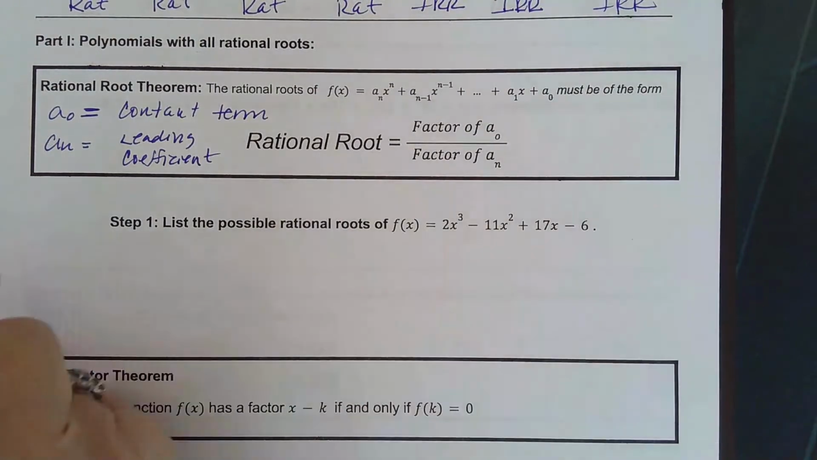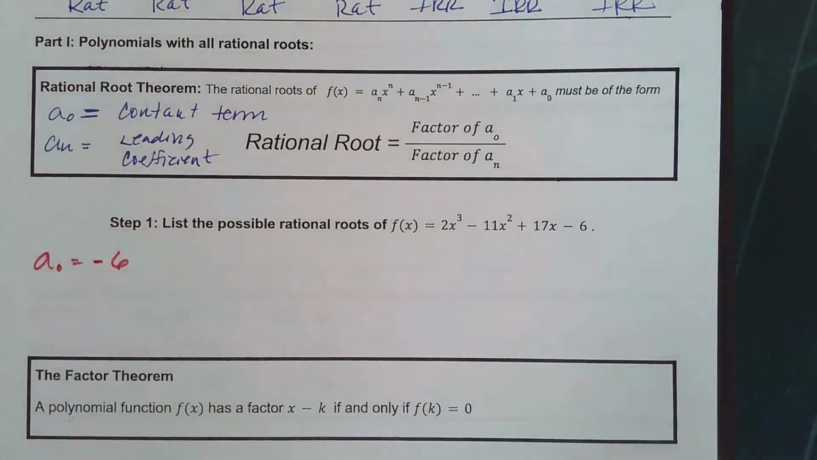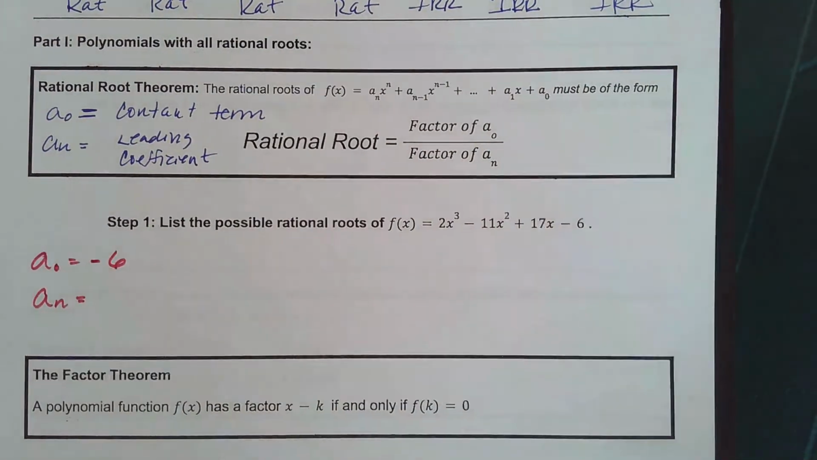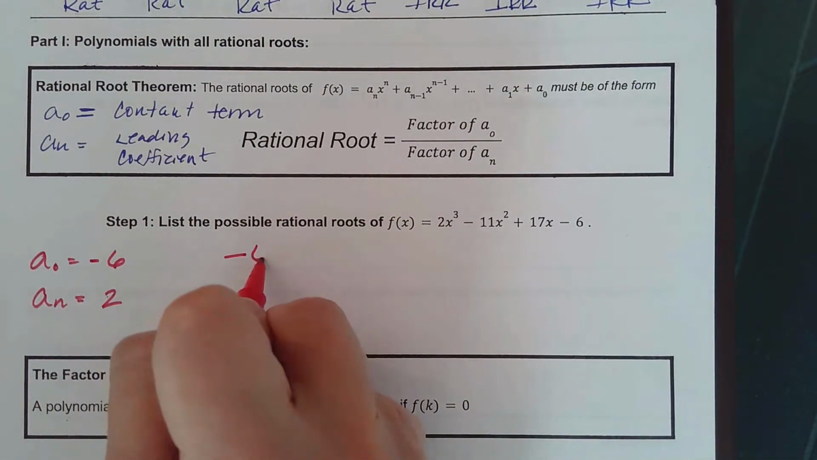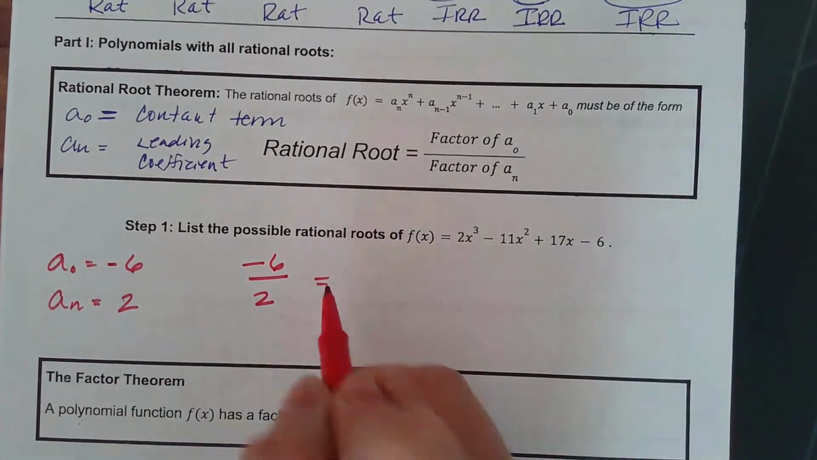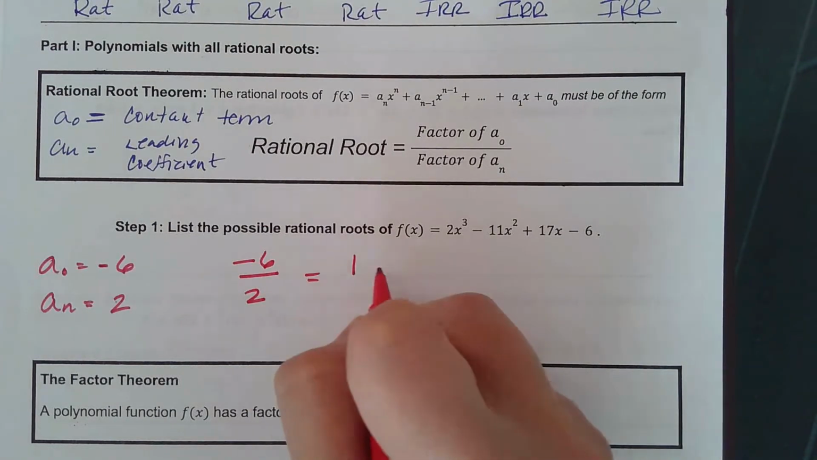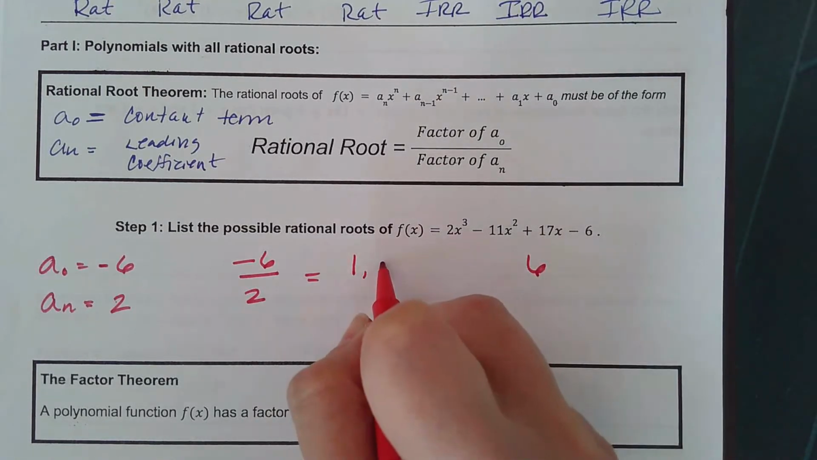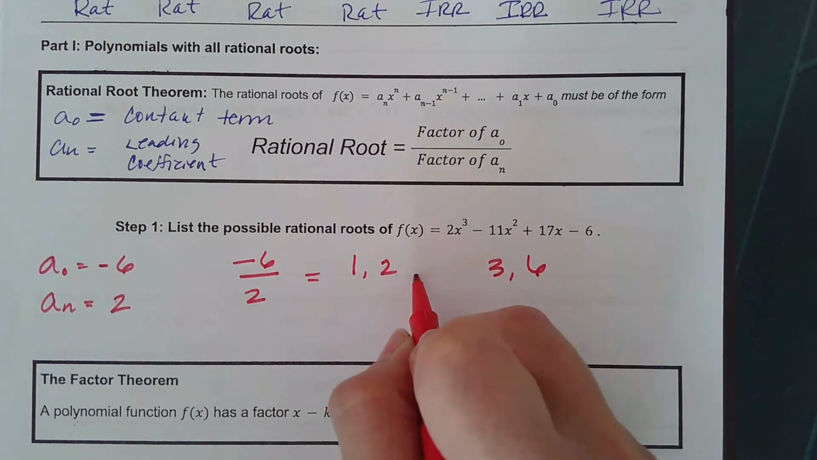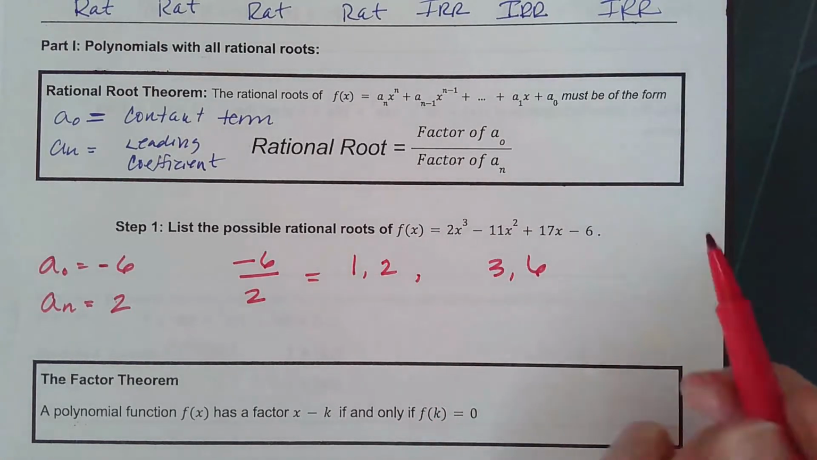All right, so in this case, our a sub 0 is equal to -6, and our a sub n, which is our leading coefficient, looks like 2. So what we're doing is listing the factors of -6 over the factors of 2. The factors of -6 are going to be 1 and 6. Normally I think about putting them all in a row. 1 and 6, 2 and 3, and then I think that's it. There are no other numbers that multiply.